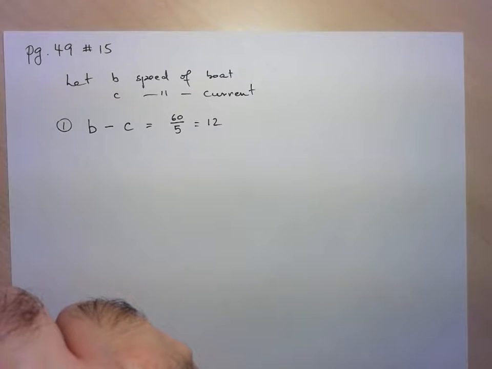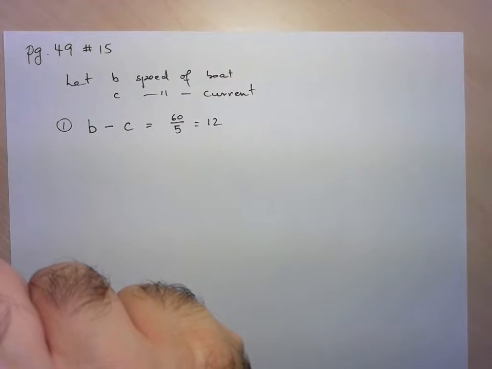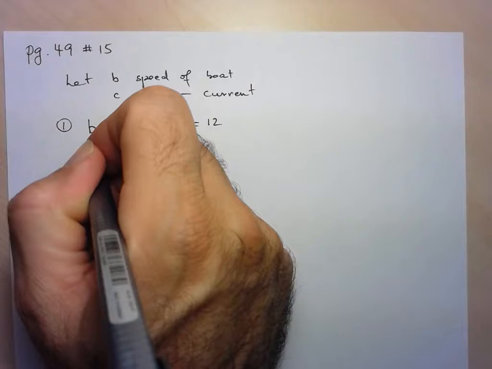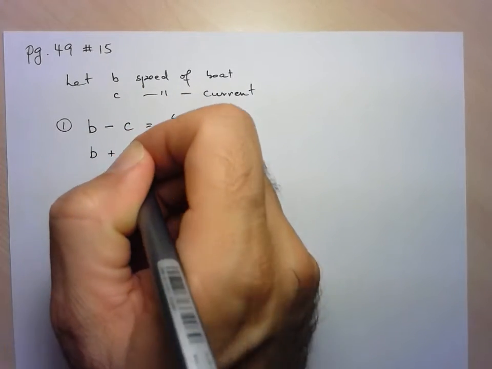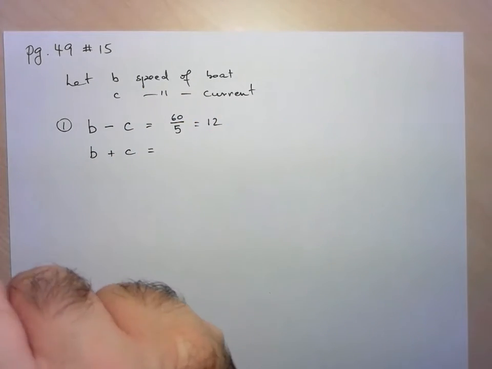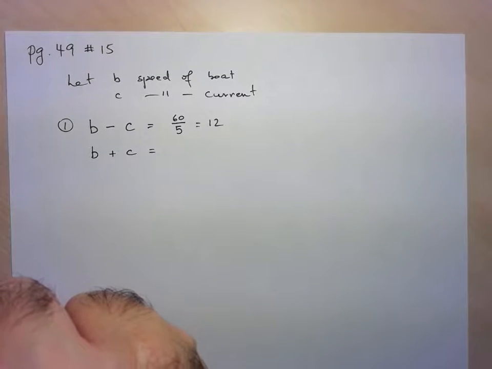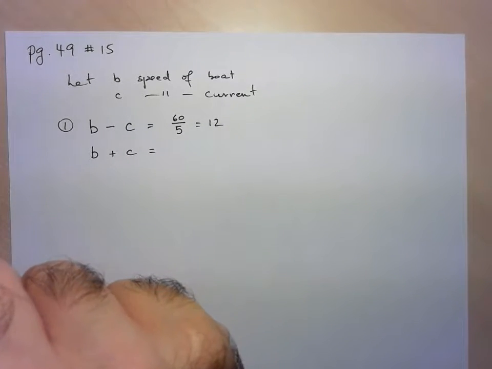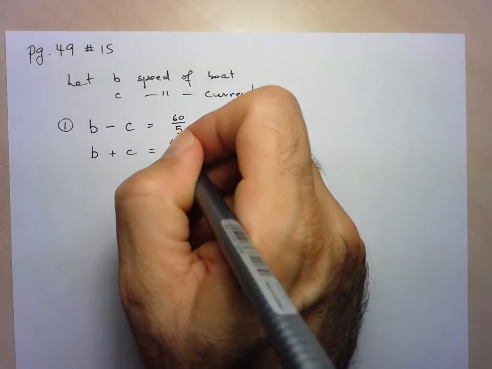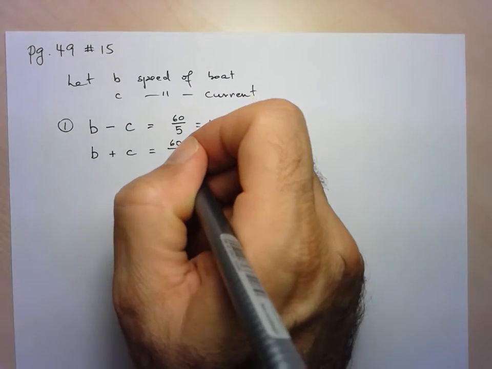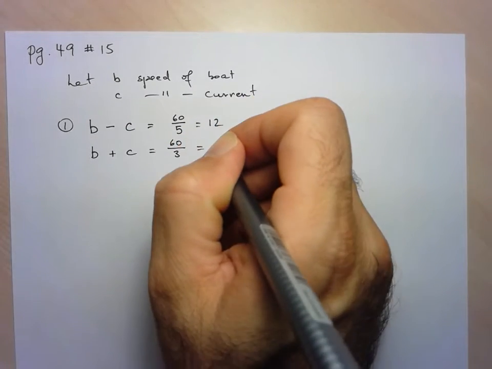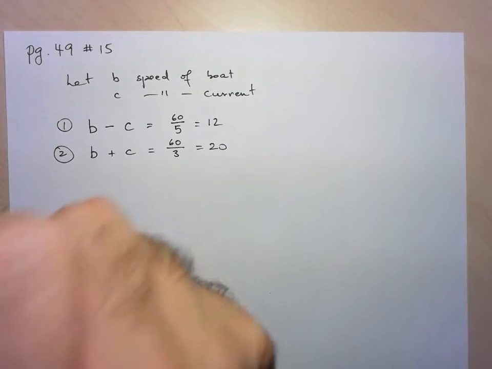Now, on the return trip, we're going to be with the current, meaning that we're going to take the speed of the boat and add the speed of the current, and that's going to give us what we call the resultant speed, or the final speed. And in this case, it's the same 60 kilometers, but this time it takes us 3 hours, so 60 divided by 3 equals 20. And there's our second equation.